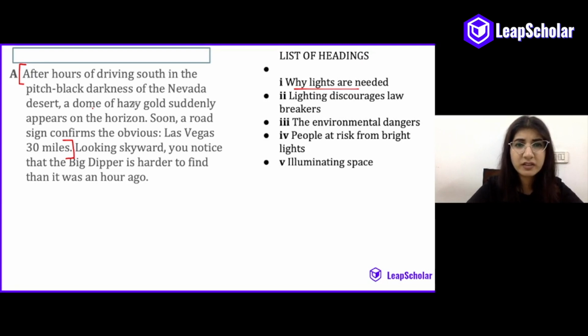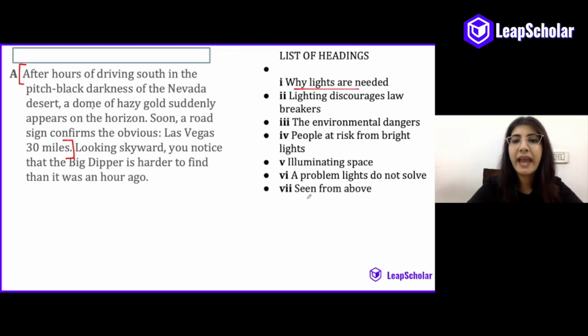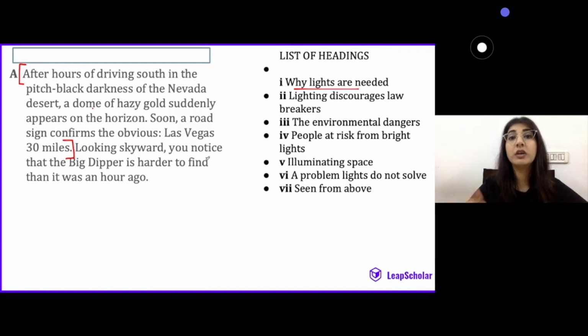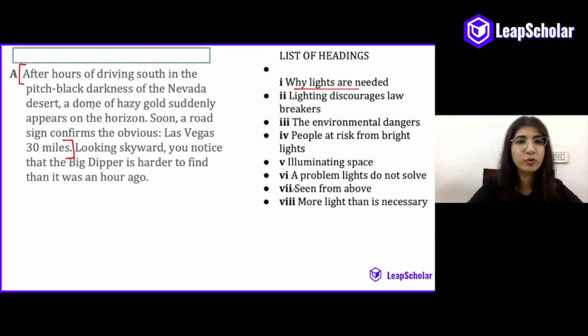So yes, it does say hazy gold suddenly appears on the horizon, but then it doesn't talk about illuminating space as such. All right, moving forward, a problem lights do not solve. Again, not something that is discussed in the first two sentences. And seen from above, again, not really apparent. So it talks about looking skyward, but that is not in the first two sentences. And also, it talks about looking skyward, not something that is seen from above. So these are actually contradicting. And the last one, more light than is necessary. So, no, this does not talk about more light than is necessary as well.